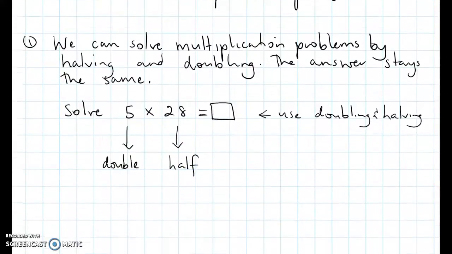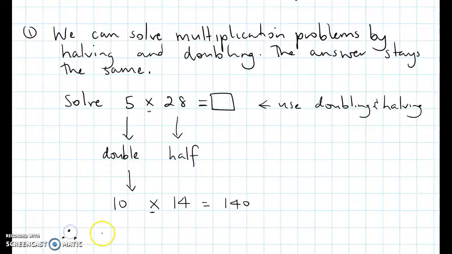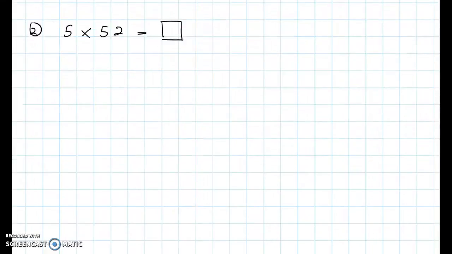Okay. So if we double 5, it now becomes 10 times, it's going to follow that. We halve 28, that now becomes 14. So 10 times 14 equals 140. So therefore, 5 times 28 equals 140. Exactly the same. Let's do another example.